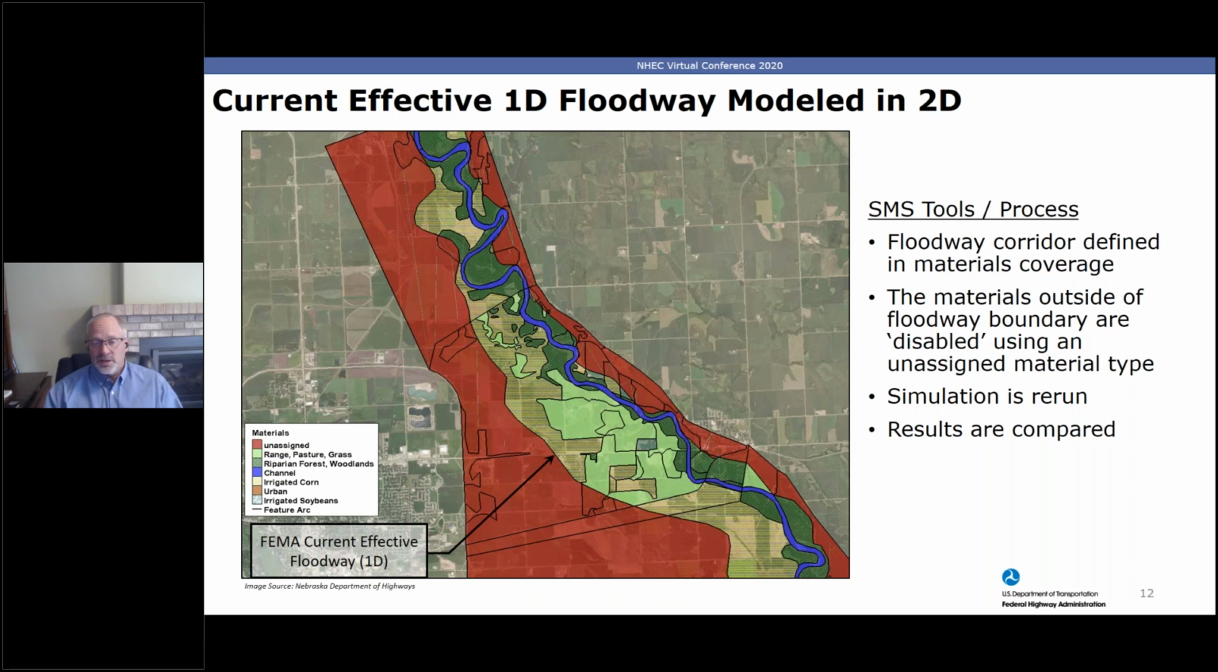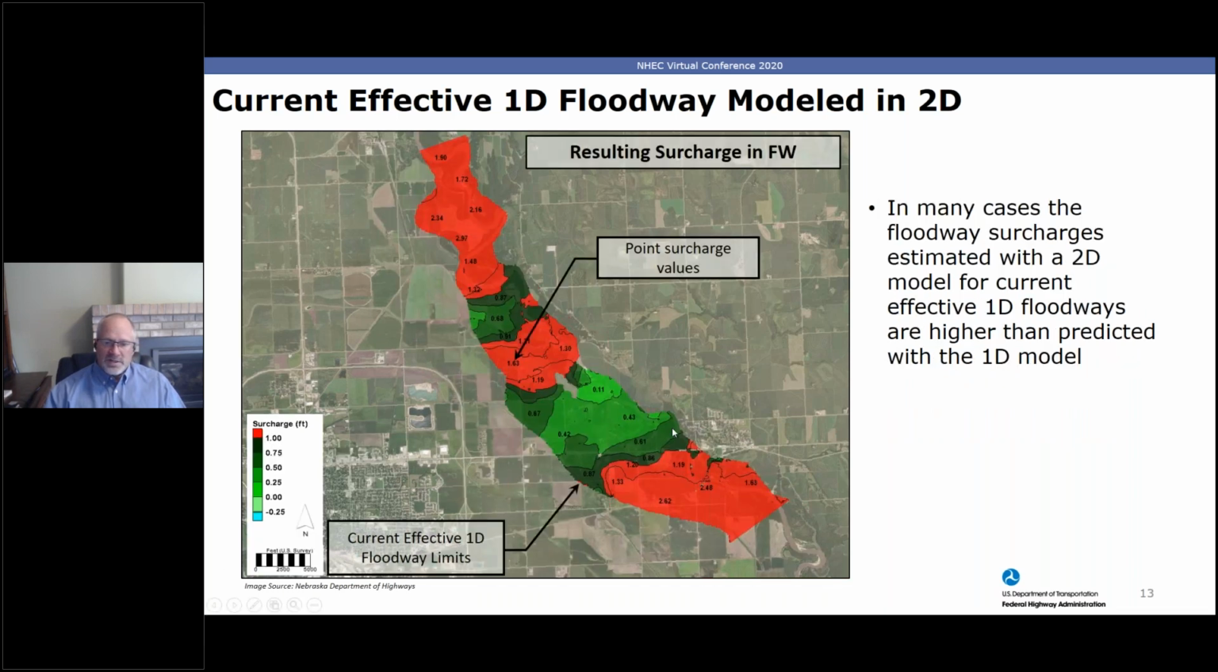So it's pretty easy to run a floodway scenario just simply by setting this floodway boundary with the material coverage and rerunning that and comparing it to the result to the original base flow. And in SMS, there are tools, the data calculator specifically, where we can take that floodway simulation and subtract the water surface elevations from the base flood simulation to directly assess what the surcharges are.